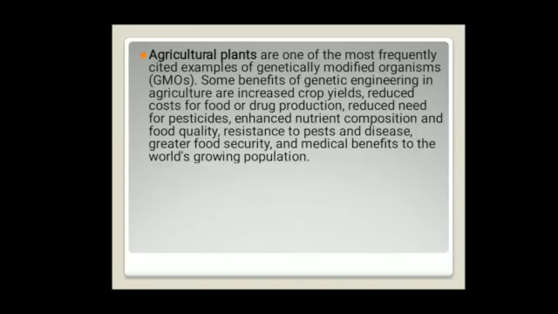So, agricultural plants are one of the most frequently cited examples of genetically modified organisms. Some benefits of this genetic engineering in agriculture are increased crop yields, reduced costs for food or drug production, reduced need for pesticides, enhanced nutrient composition and food quality, resistance to pests and diseases, greater food security, and medical benefits to the world's growing population.